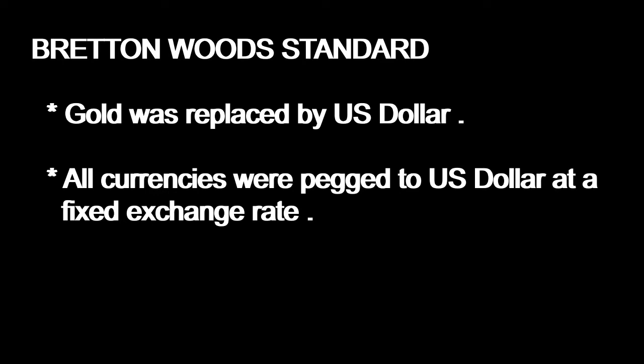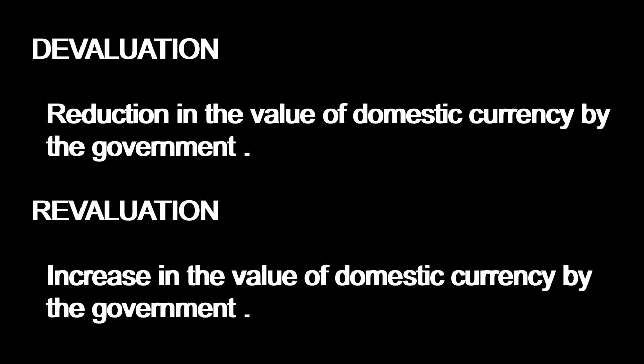But after that, the Bretton Woods standard was fixed. Gold was replaced by the US dollar, and the US dollar was considered the core of the system. Under the system, all currencies were pegged or related to the US dollar at a fixed exchange rate. This system gave birth to the International Monetary Fund, which is called the IMF, as a central institution in the international monetary system. In this context, we should also discuss the devaluation and revaluation of currency.